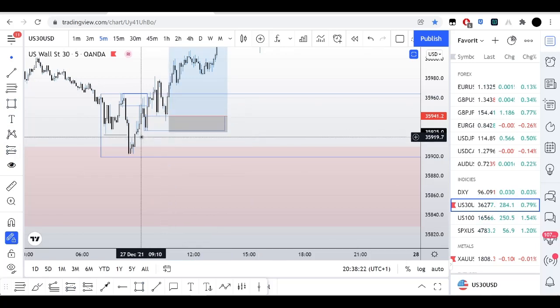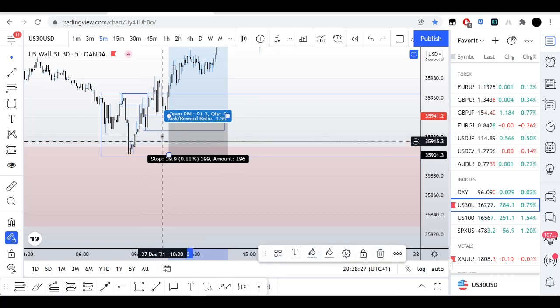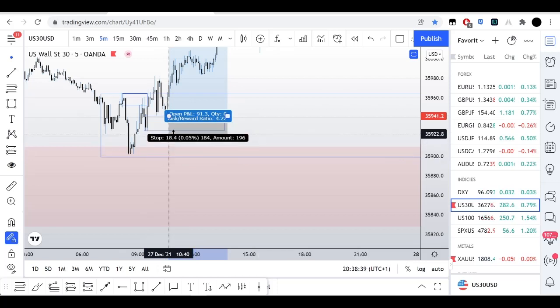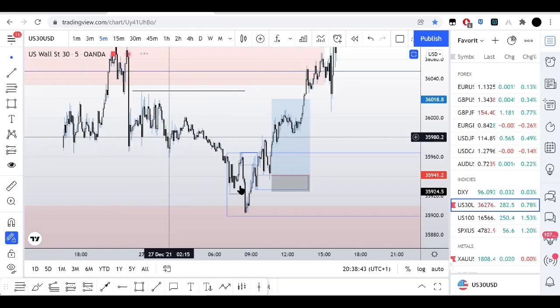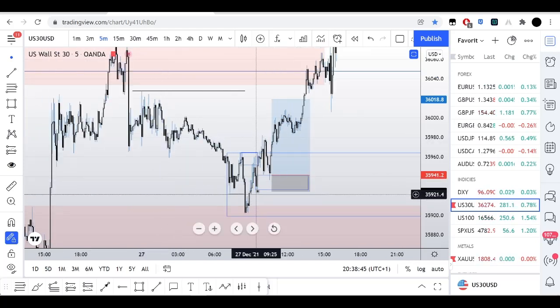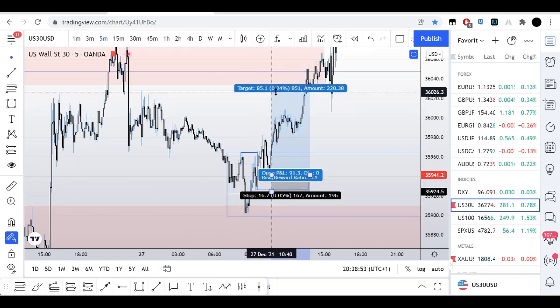You could put your stops here, depending on your plan, or you could put your stops here to be safe, just in case they want to wick down below the propulsion block and then start buying back up. You could call that inducement. But usually I put my stops there. Depending on if I see some liquidity built up here, I'll put my stops down here. A lot of times I'll wait for this to get ran.